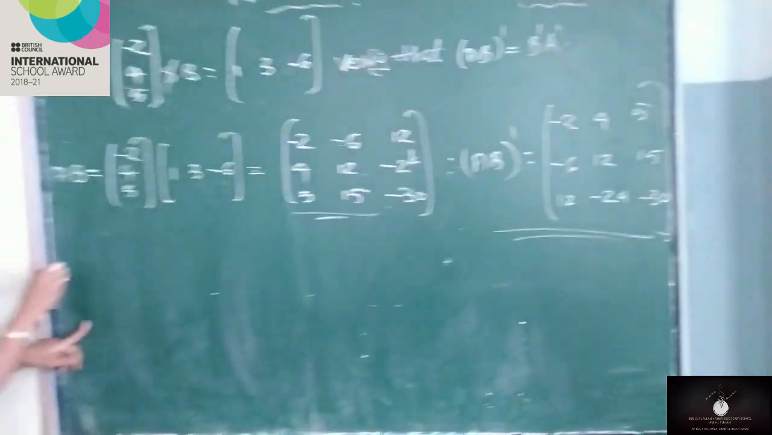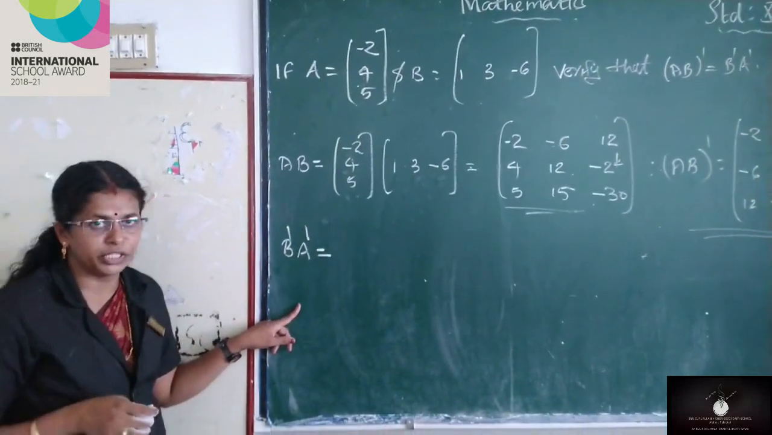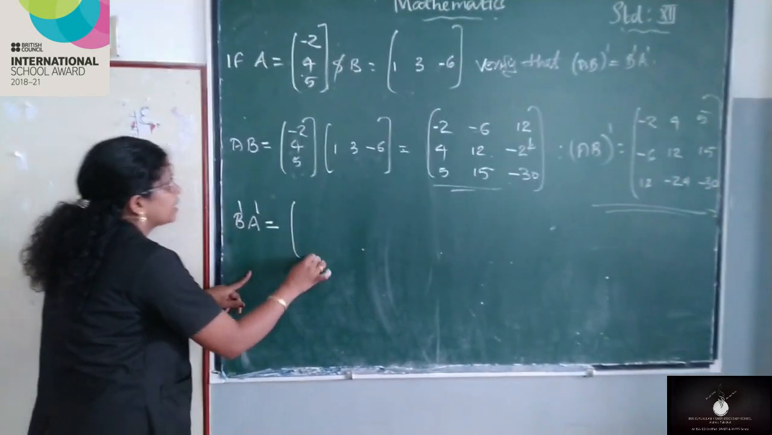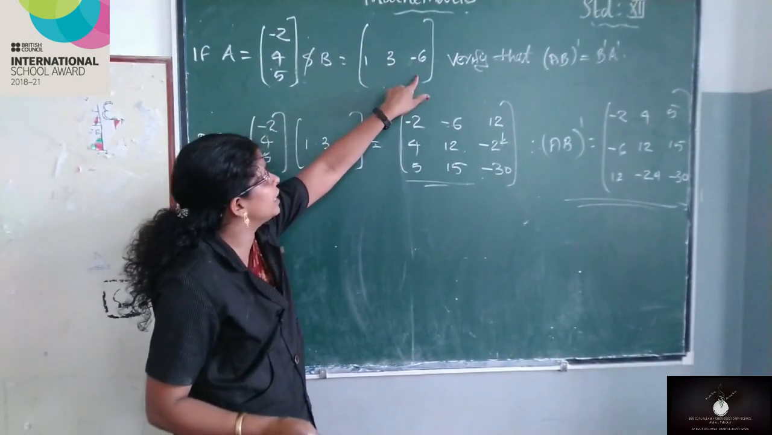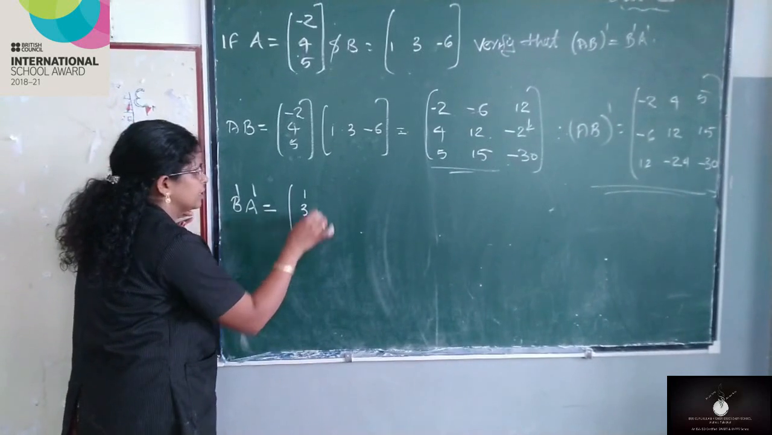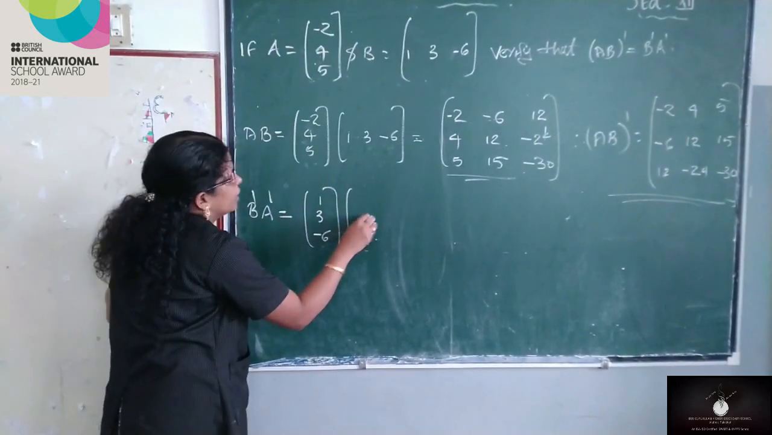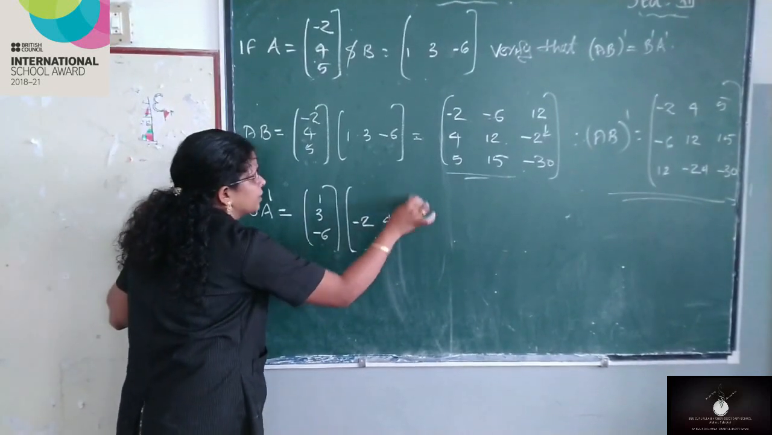Next, B transpose into A transpose. So B transpose equal to what? Interchange the rows and columns. That means 1 3 minus 6 into A transpose. A transpose equal to, which will come, minus 2 4 5.